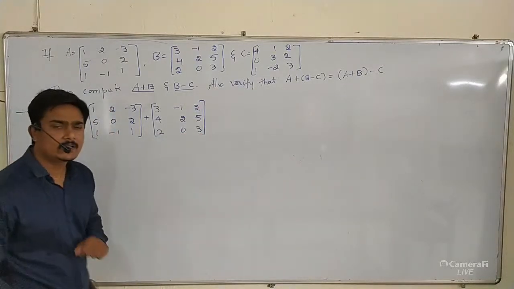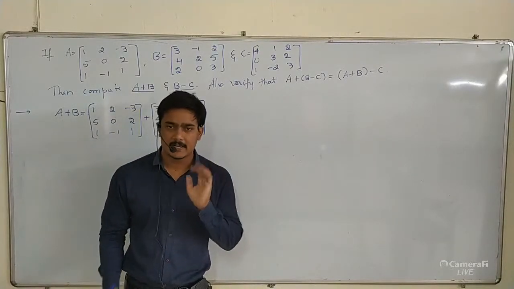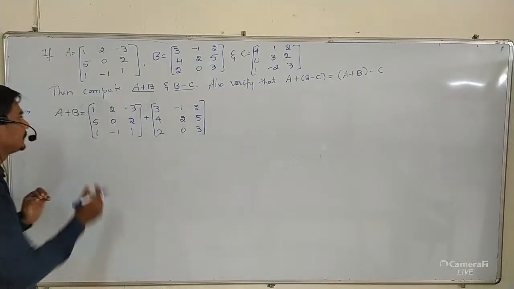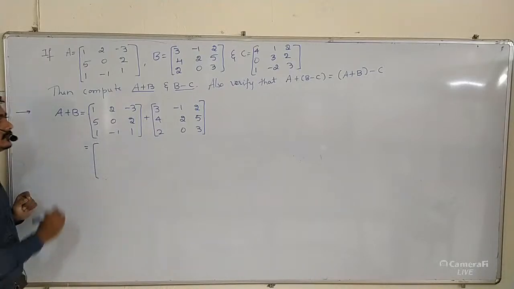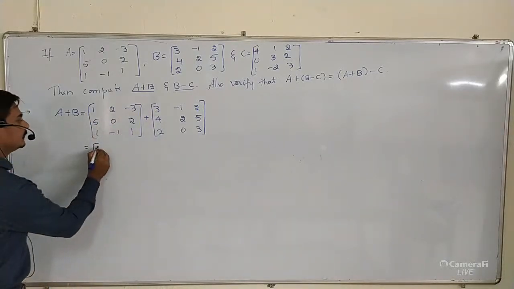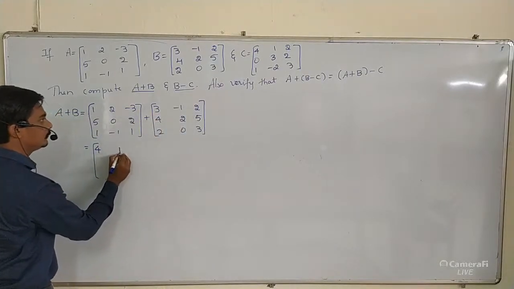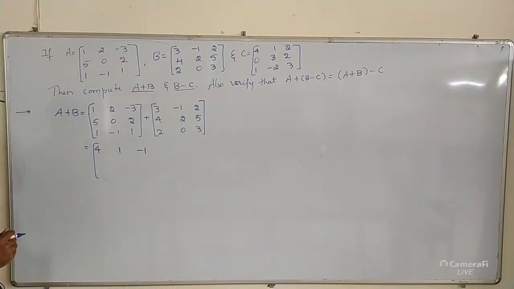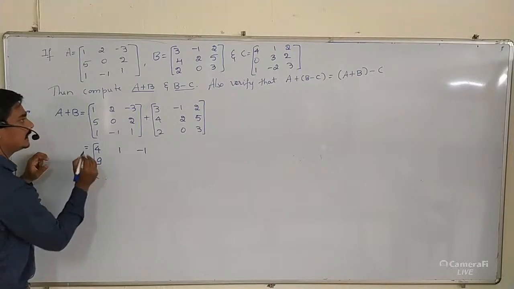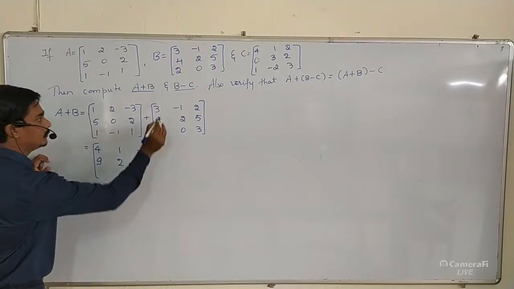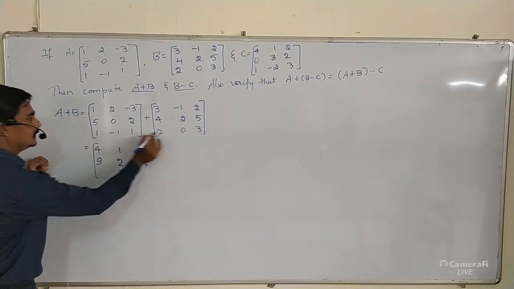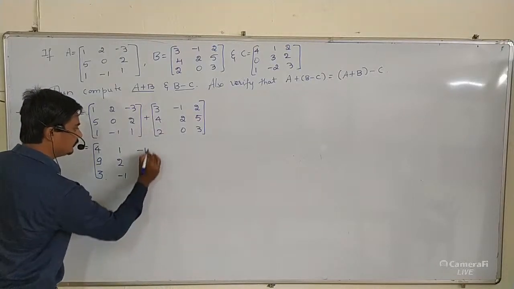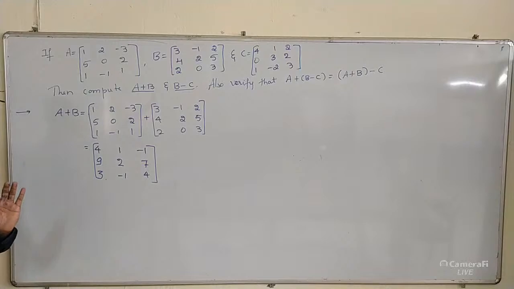How do we add two matrices? Two matrices are added by adding the corresponding elements. Already we are familiar with this concept, is it not? Let us add the corresponding elements. This is 1, 3, 4, 2, minus 1, 1, minus 3, plus 2, minus 1, 5 plus 4, 9, 0 plus 2, 2, 2 plus 5, 7, 1 plus 2, 3, minus 1 plus 0, minus 1, 1 plus 3, 4. This is our A plus B matrix.